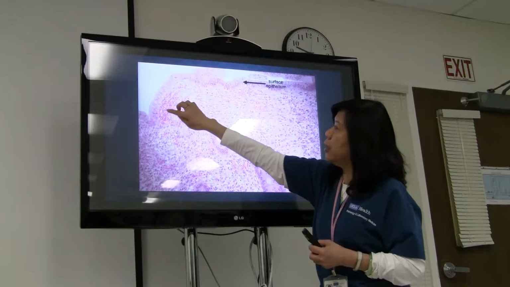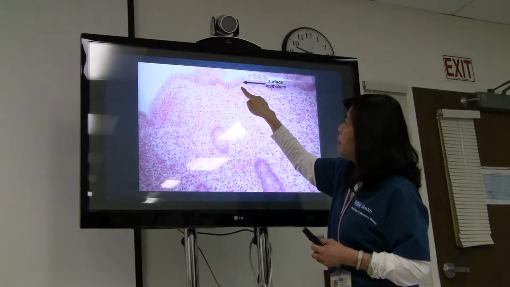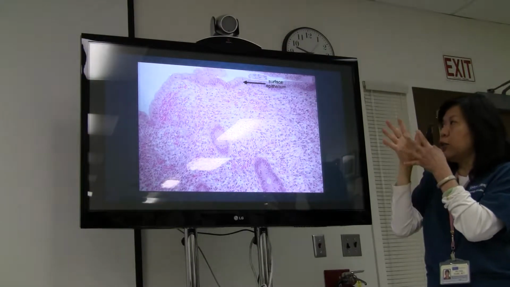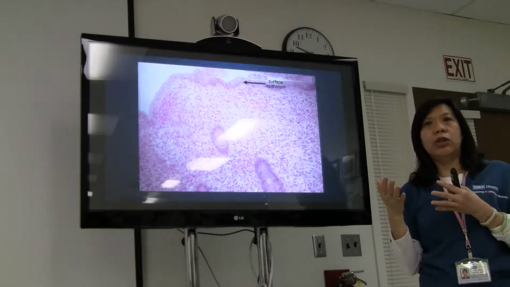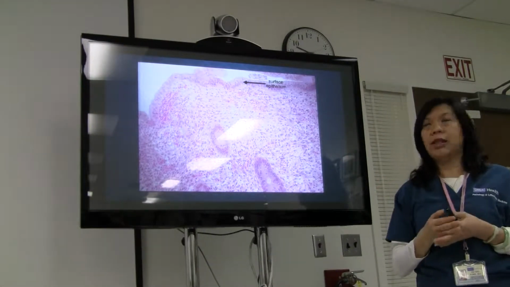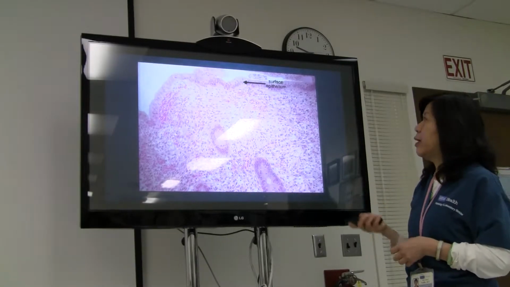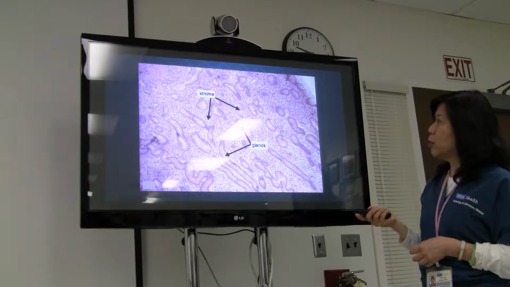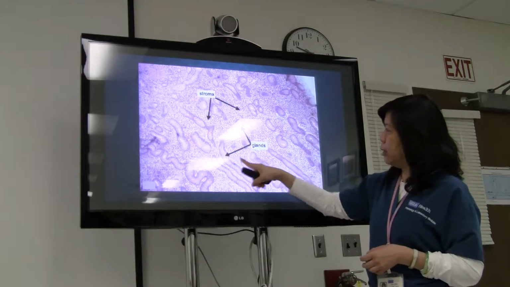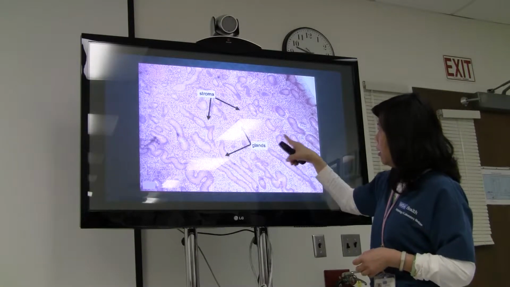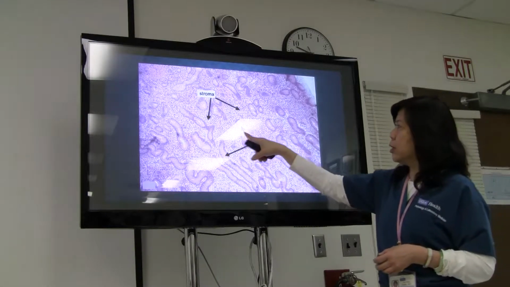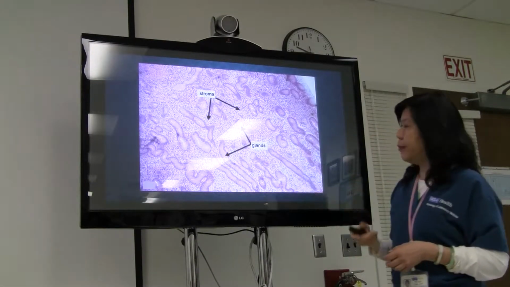You can see that it's one single layer, but because the cells are so compact and the nuclei sort of shift up and down, it creates the illusion that it looks like multiple layers. Okay, that's why they call it pseudo-stratified. Here's the stroma and the glands. Okay, the glands are the round things. The stroma is the connective tissue in between.